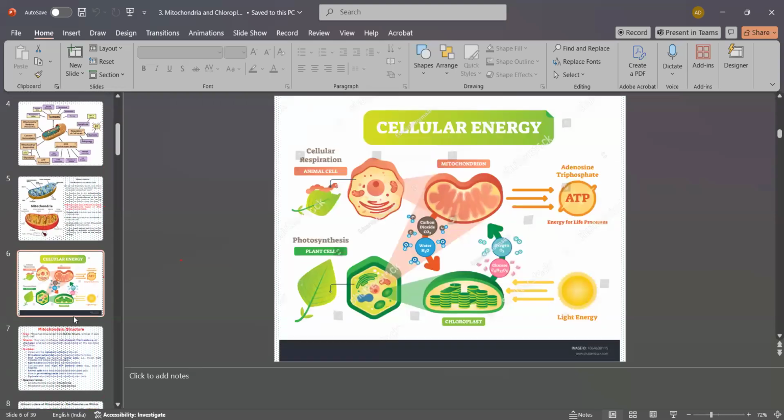So this is cellular energy. What is cellular respiration? Cellular respiration is responsible for the release of ATP. These processes occur in the mitochondria. Cellular respiration occurs in animals and also in plants, because these are two types of cell organelles in plants.